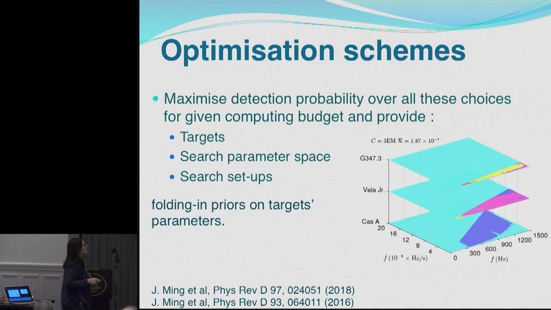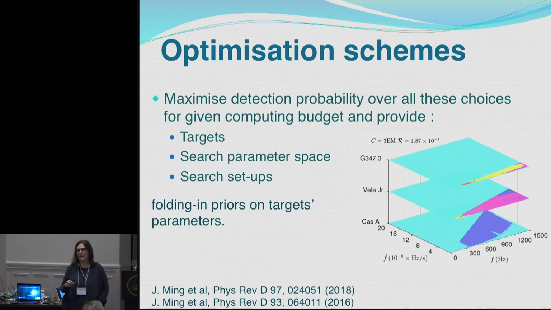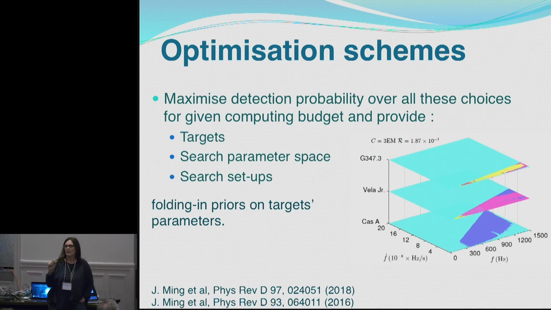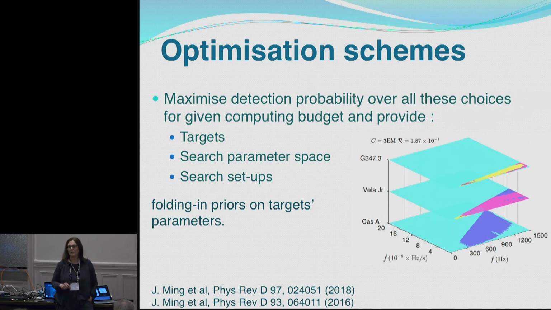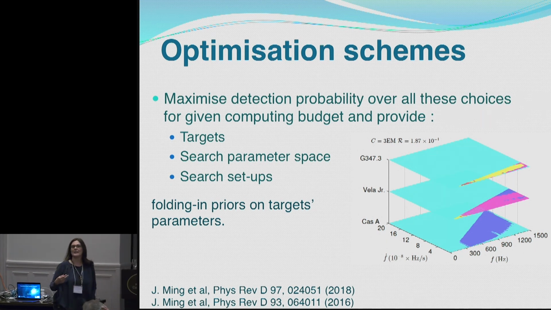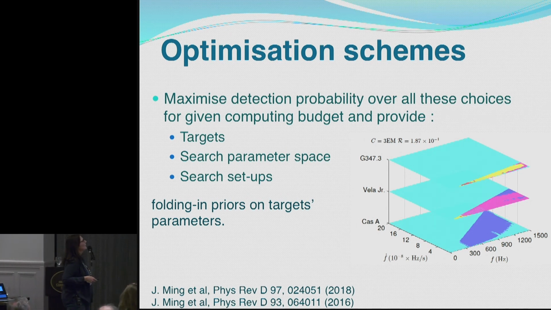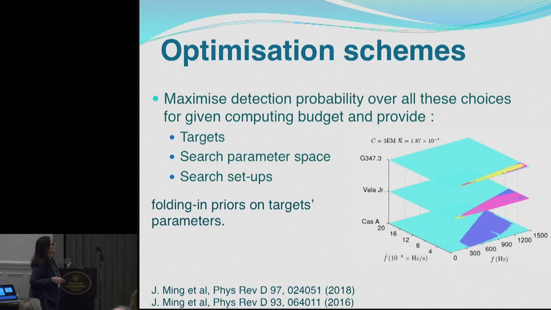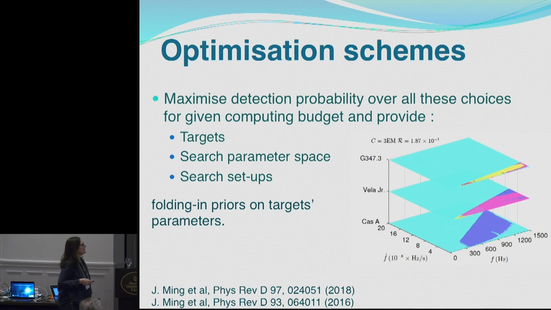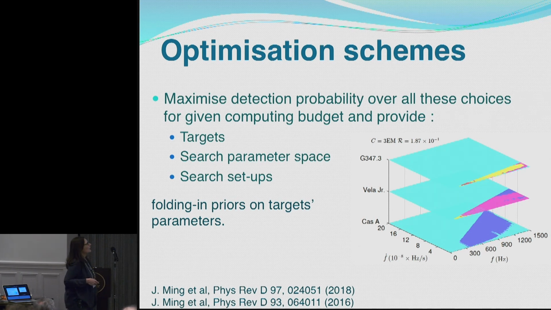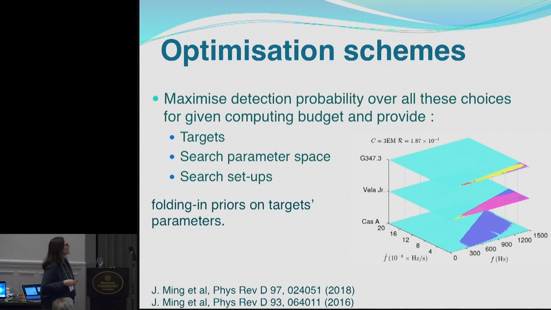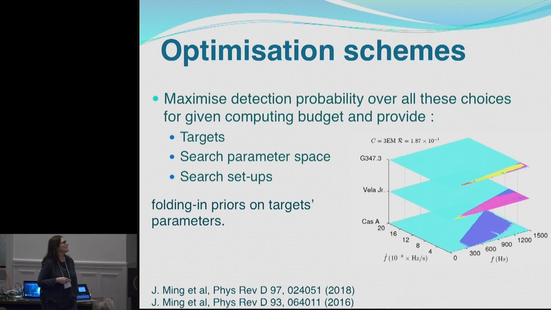So we are developing optimization schemes to make these decisions rationally and not just based on hand-waving arguments, because there is a non-trivial interplay between all these quantities and our search algorithms and the sensitivity that you can get out of them. So in O1, we have run a search that targeted 3 objects, Vela Junior, Cas A, and G347.3, each one with a different search setup, with the prescription given by an optimization scheme that is supposed to maximize detection probability over all these choices that we have to make.